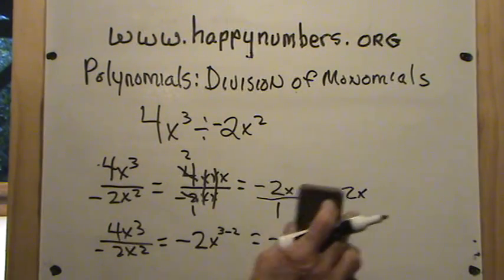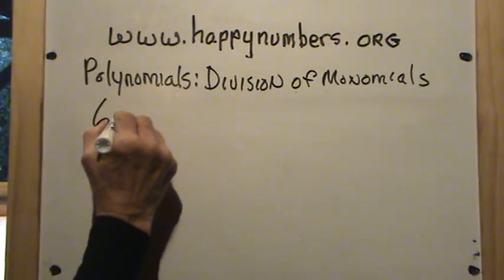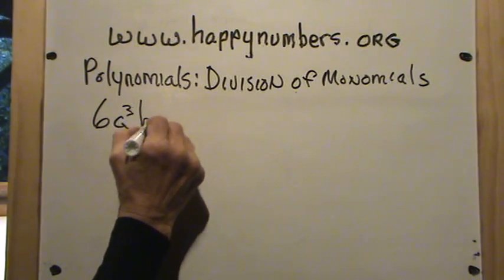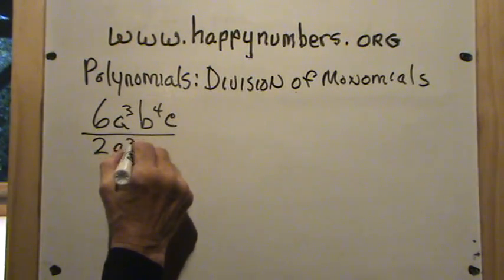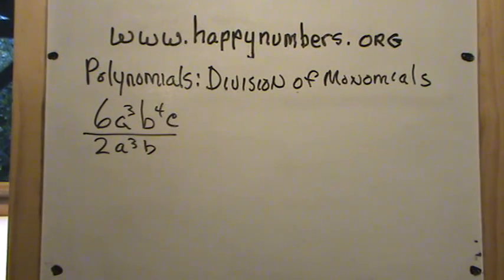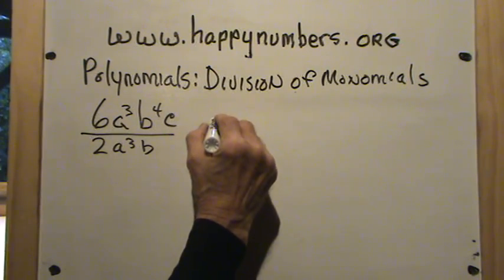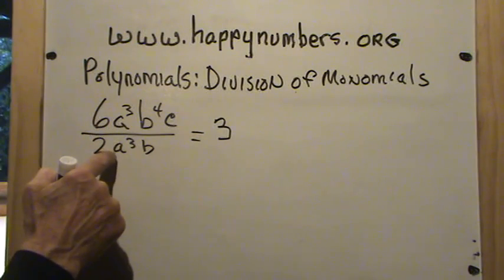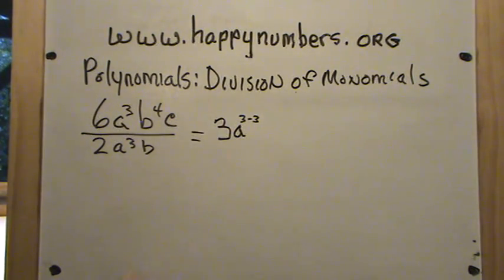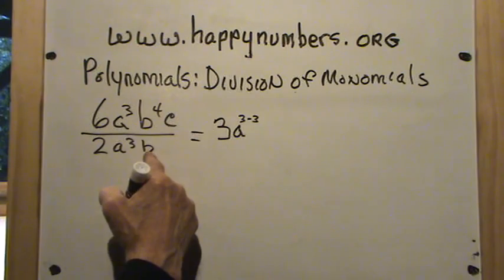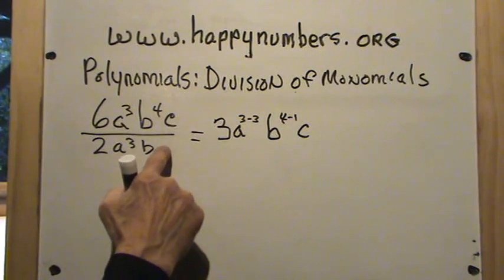Let's take a look at another one. Let's take a look at this one. 6a to the third b to the fourth c divided by 2a to the third b. Okay, well, let's divide the coefficients. 2 goes into 6 3 times. Now I have a to the third and a to the third, which would give me a to the 3 minus 3. And now I have b to the fourth and b to the first, which would give me b to the 4 minus 1. And then I just have c, and I have no c here.